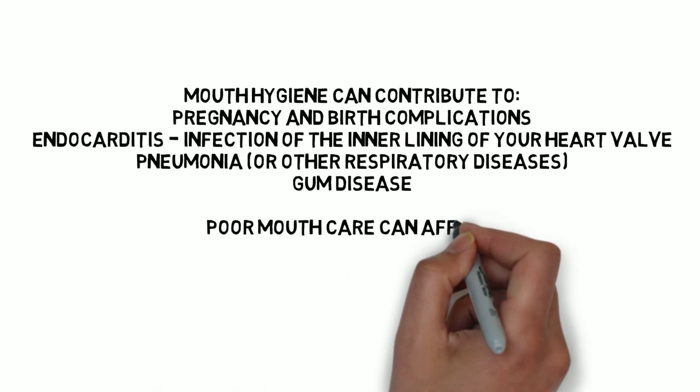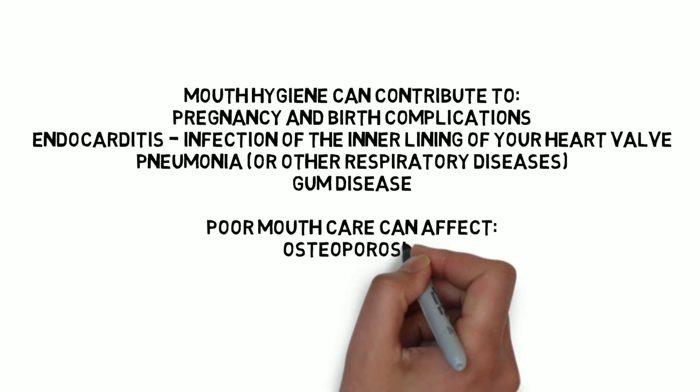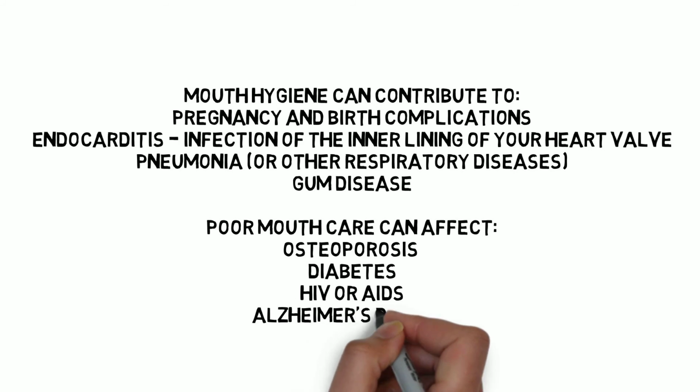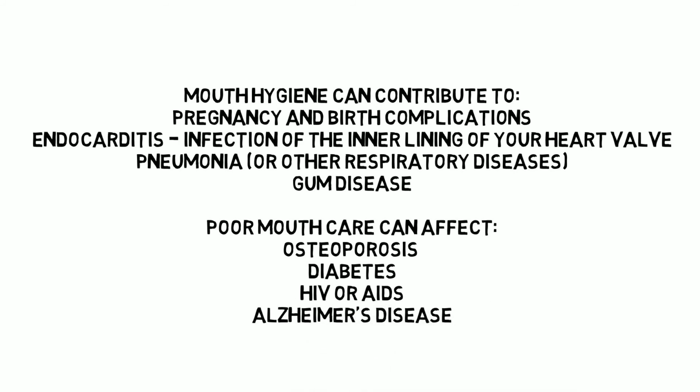Gum disease, bacteria under the gum tissue that begin to destroy the gums and bone. It could destroy your teeth and you will have to get them pulled. These are some of the health issues that could be affected by poor mouth care. Osteoporosis can be caused by periodontal, tooth, and bone loss, which could affect other bones in the body. Diabetes. Your gums are at risk from diabetes because of the body's decreased resistance to infection. HIV or AIDS. Painful mouth sores are common in this group of people. Alzheimer's disease can cause bad oral health as the disease progresses.